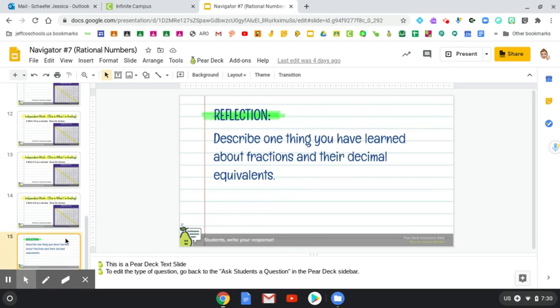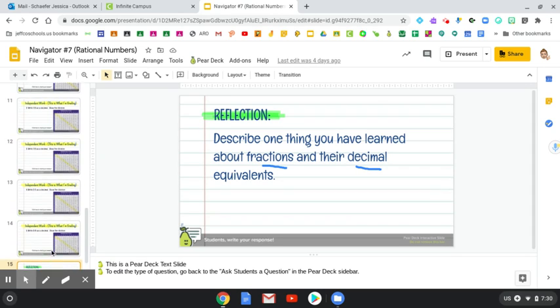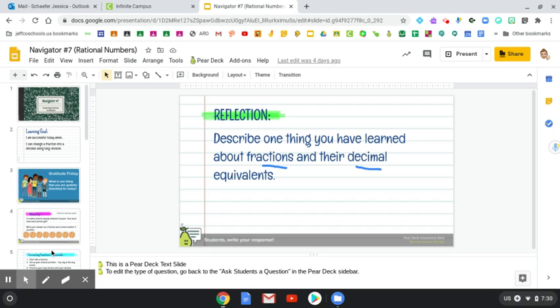Make sure you finish your reflection as well. Describe one thing you've learned about fractions and their decimal equivalents. How do we get in between the two versions? And then make sure you turn in this assignment into Google Classroom for today.